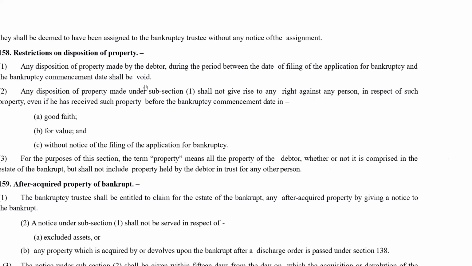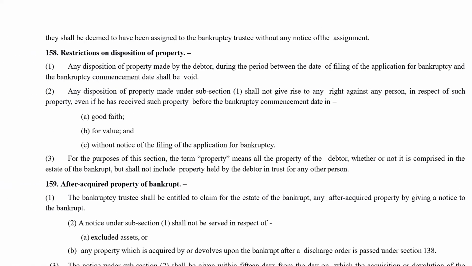158, very important section. 158 to 164. 158 talks of restrictions on disposition of property. Any disposition of property made by the debtor during the period between the date of filing of the application for bankruptcy and the bankruptcy commencement date shall be void. So suppose a petition for bankruptcy has been filed and before it is admitted, if there is any disposition of property made by the debtor, it shall be void.